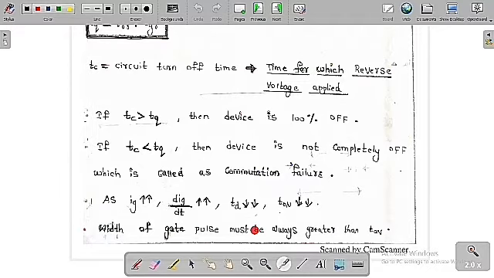And always here you have to apply the reverse voltage across the device, and the circuit turn off time TC should always be greater than TQ, then only we can ensure that the device is fully off. So these are the two important points. The width of the gate pulse should always be greater than T on, then only we can ensure the device is 100% on. And the time for which the reverse bias voltage is applied across the device should always be greater than the device turn off time TQ, then only we can ensure that the device is 100% off.